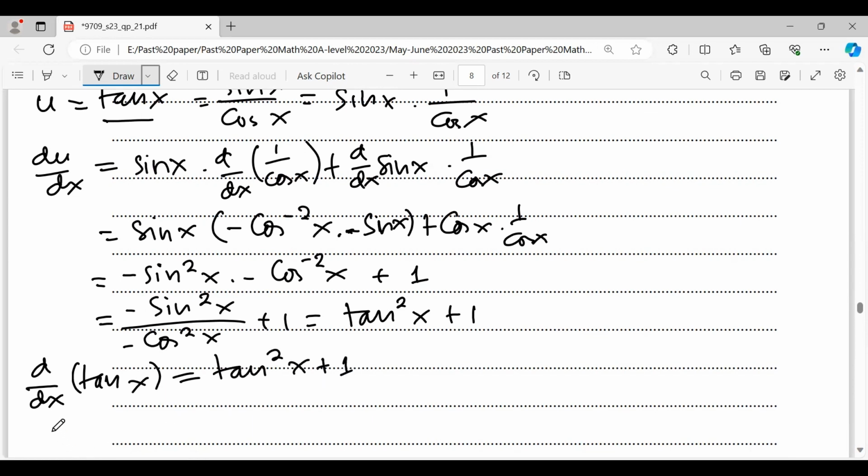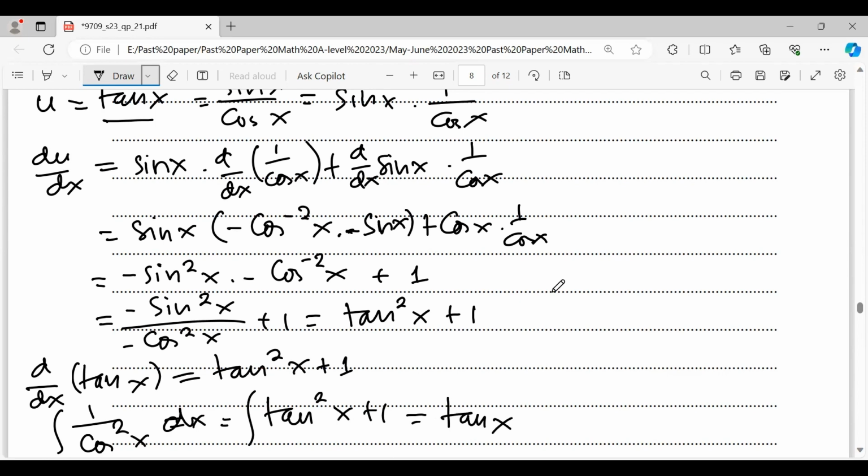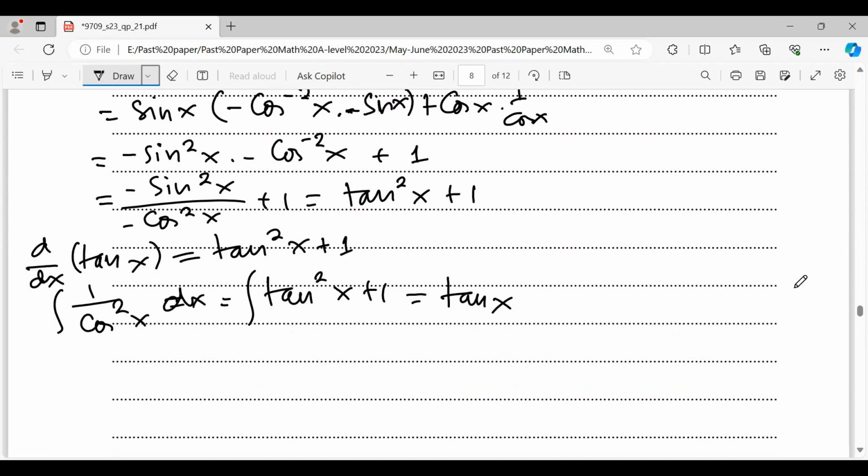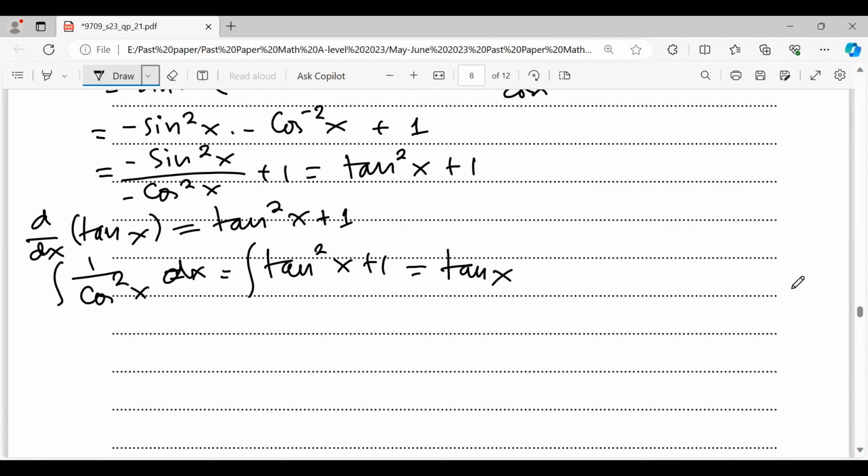So it means the integral of 1 over cosine squared x dx equals the integral of tangent squared x plus 1, which equals tangent x. So next I will continue.